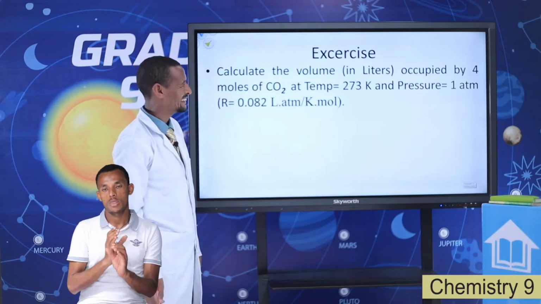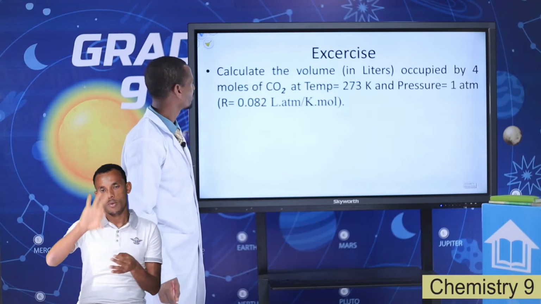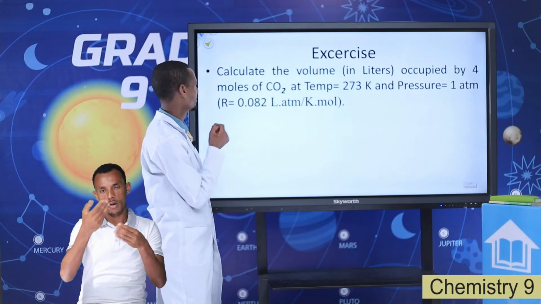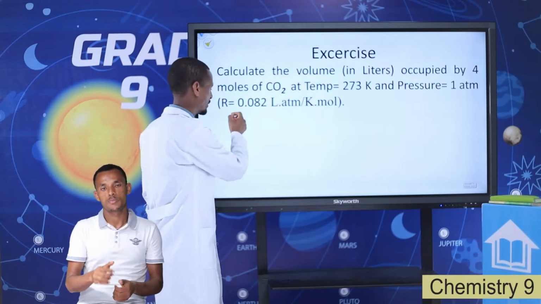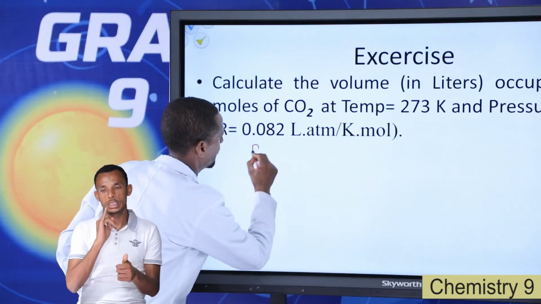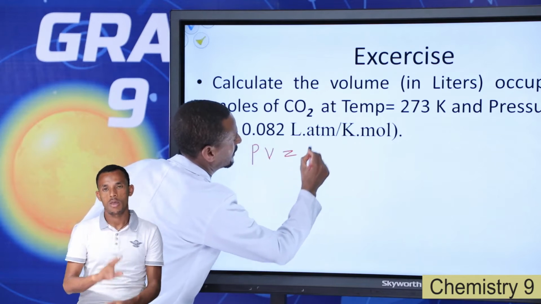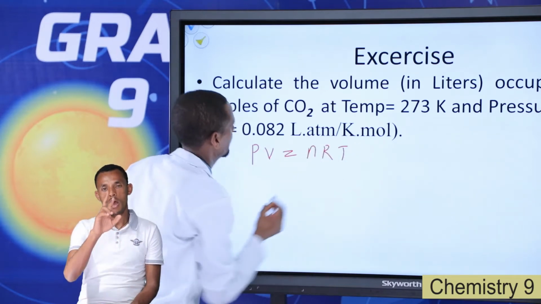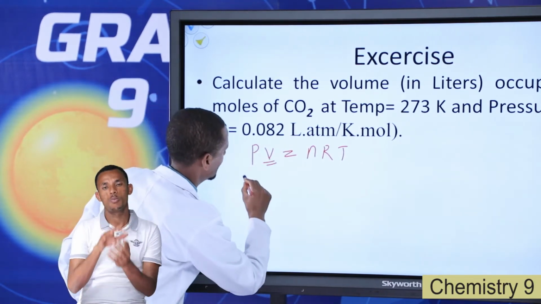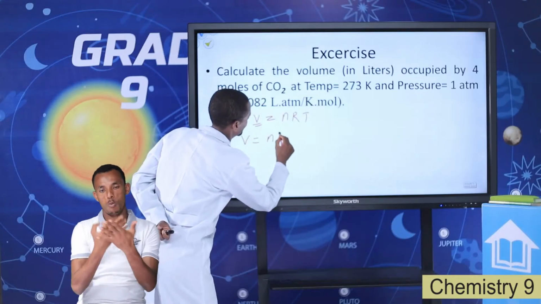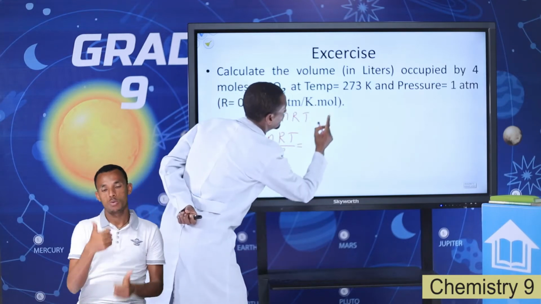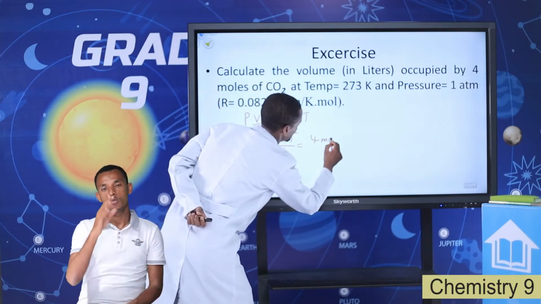Calculate the volume in liters occupied by 4 moles of CO2, carbon dioxide, at the given temperature and a pressure of 1 atmosphere. The ideal gas law equation and the ideal gas constant are also given. PV equals nRT. Calculate the volume. Okay, so after rearranging the formula, volume becomes nRT over P, where the number of moles is given, it is 4 moles.